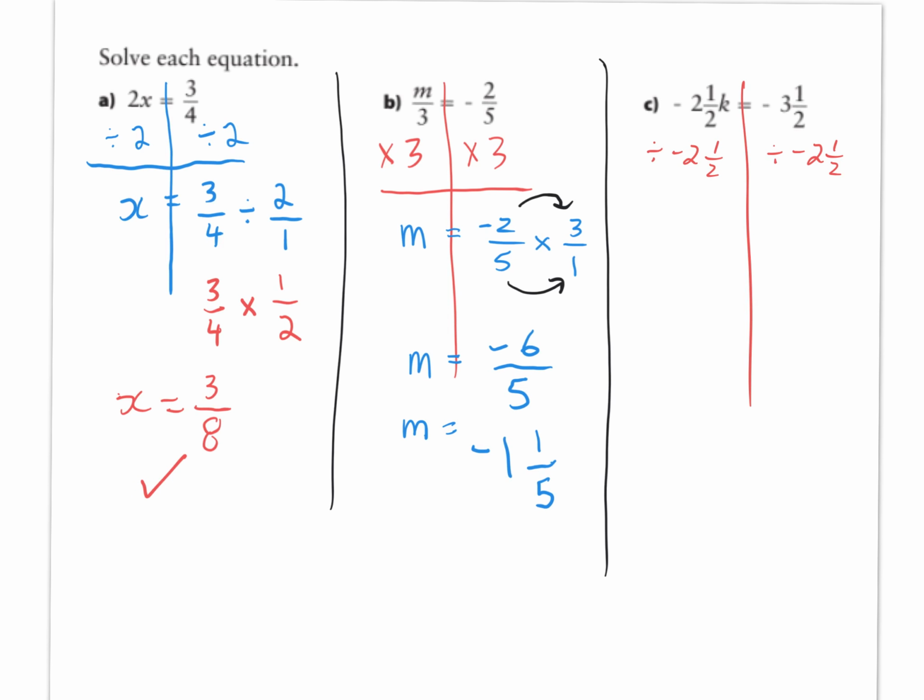And on the left, our negative 2.5 is now gone. I'm just left with k. And on the right, we have negative 3.5 divided by negative 2.5. So how do we divide mixed numbers? You got to think back to last year. What we do is write them as improper. So I'm going to go 3 times 2 plus 1 for this first one. And I'm going to get negative 7/2.